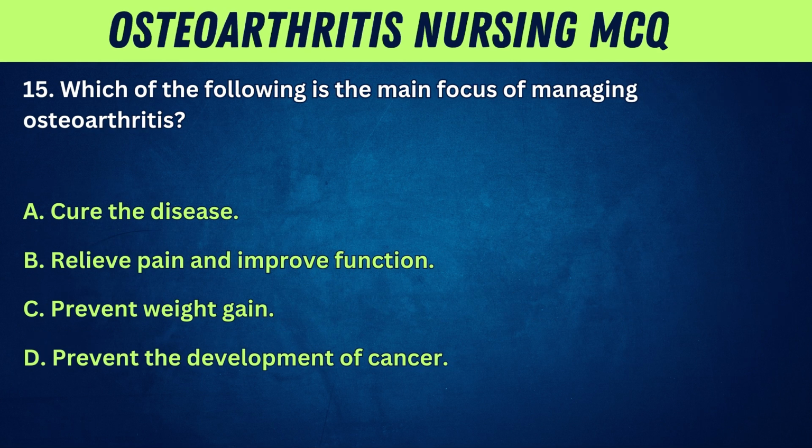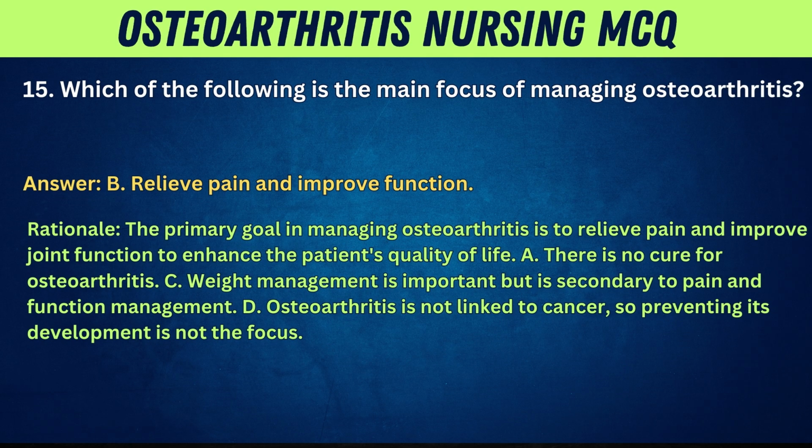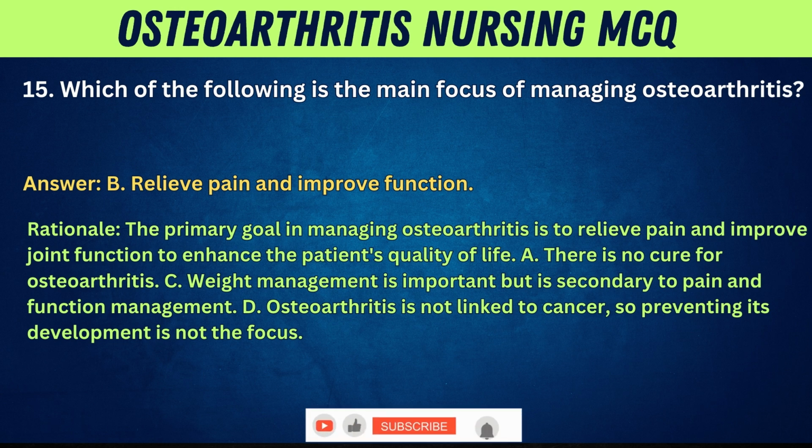15. Which of the following is the main focus of managing osteoarthritis? A. Cure the disease. B. Relieve pain and improve function. C. Prevent weight gain. D. Prevent the development of cancer. Answer: B. Relieve pain and improve function. Rationale: the primary goal in managing osteoarthritis is to relieve pain and improve joint function to enhance the patient's quality of life. A. There is no cure for osteoarthritis.